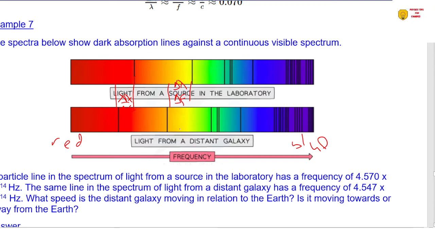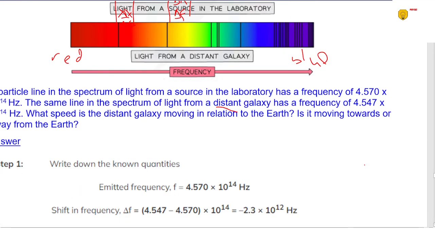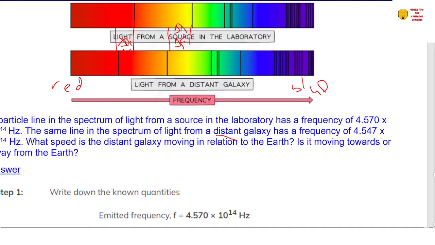A particular line in the spectrum of light from a source in the laboratory has a frequency of 4.570 times 10 to the power 14. The same line in the spectrum of light from a distant galaxy has a frequency of 4.547 times 10 to the power of 14. The frequency decreases. When the wavelength increases, frequency decreases. What speed is the distant galaxy moving in relation to the Earth? Is it moving towards or away from the Earth?